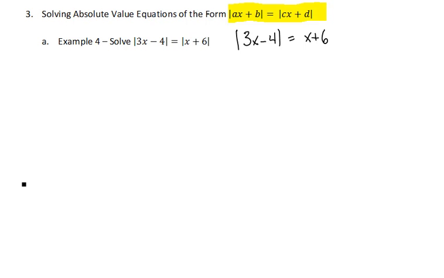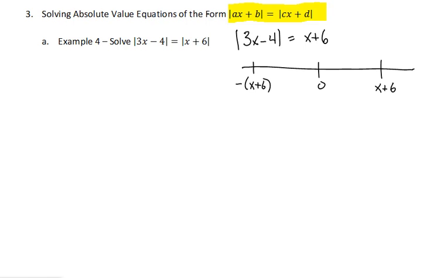Now what's a little bit different even when we do that is that we don't have a number on the other side. So we can't say that 3x minus 4 is so many units away from 0 on the number line. It's now x plus 6 units away from 0 on the number line. And so we would either say it's x plus 6 units to the right of 0 on the number line, or x plus 6 units to the left of 0 on the number line.